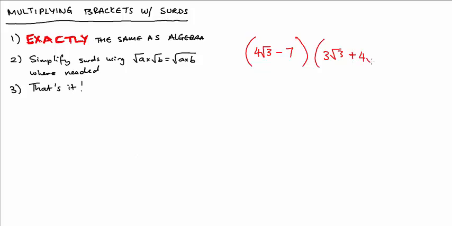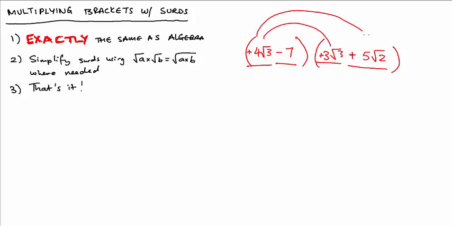Plus 4 root 2. So let's change the number up there. Let's make it 5 root 2. Yeah? Again, how do you think we do this? Exactly the same way we do any double bracket. So first thing, let's get our signs sorted. You know we're dealing with that and that. Remember, we don't treat these signs as separators, and we're going to do that exactly how we would with any double bracket.